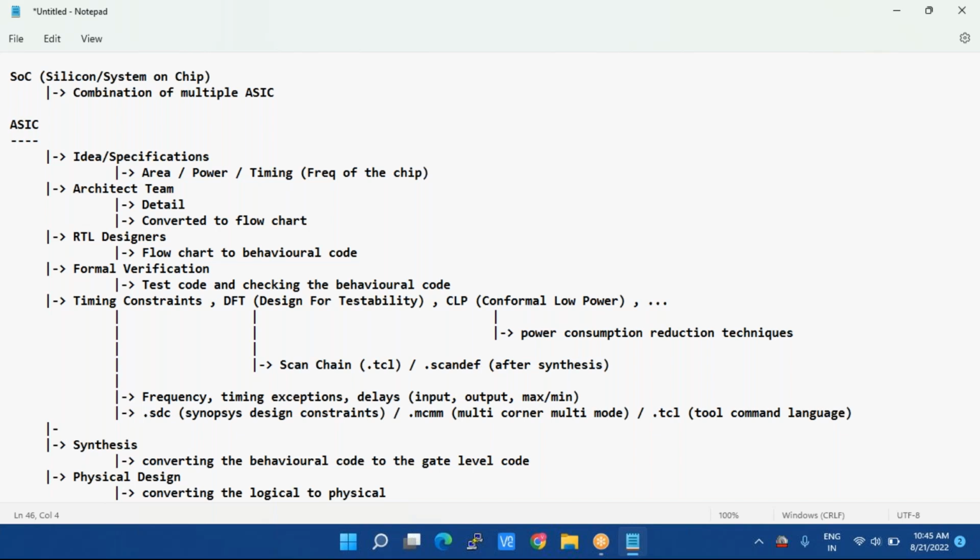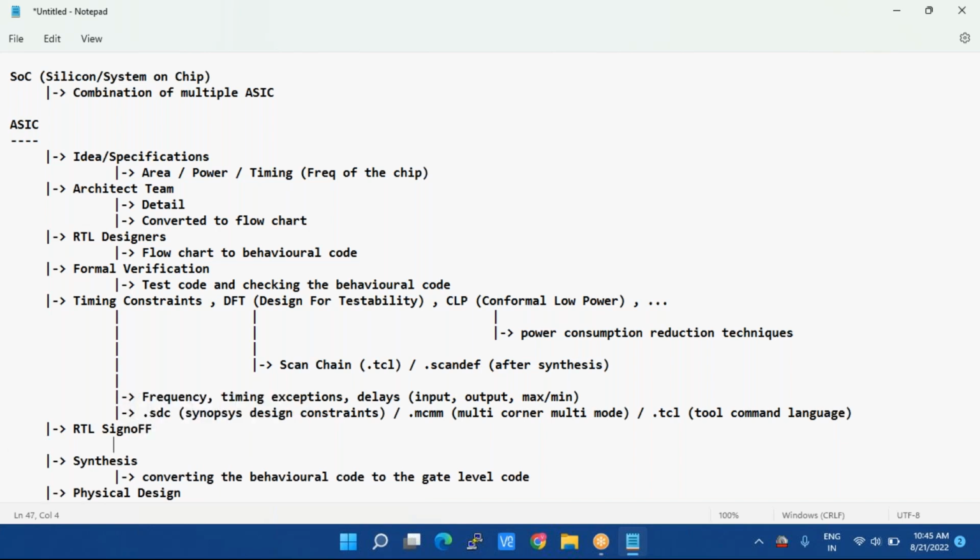Now, RTL sign off. There is one more stage in between, before synthesis, once all the front end part is completed. Once the front end part is completed, I need to verify that everything is correct, so that when I go to the next step, that means synthesis, I should not see any issue, because the runtime of it is large. It takes more runtime to complete one particular task, so it has to be verified before going into the next steps.